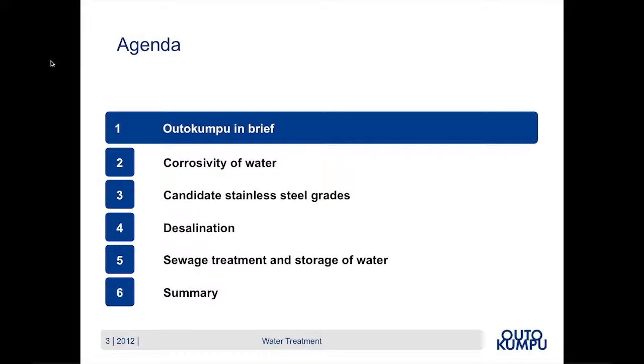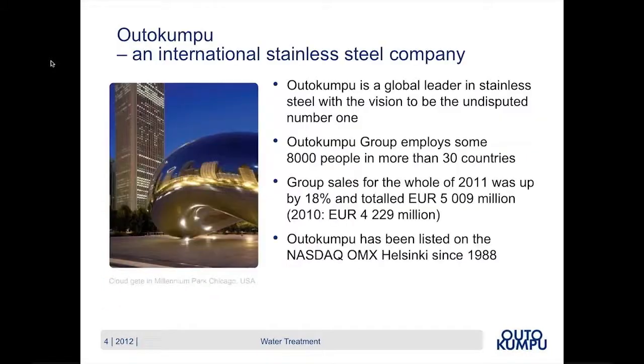But before we get into the content of today's presentation, I'd just like to say a few words about Outokumpu. Outokumpu today is a global leader in the stainless steel industry with a vision to become the undisputed #1 in stainless steel. The group currently employs over 8,000 people in around 30 countries, and our net sales in 2011 were about €5 billion. Outokumpu is listed on the Nasdaq OMX Helsinki exchange.